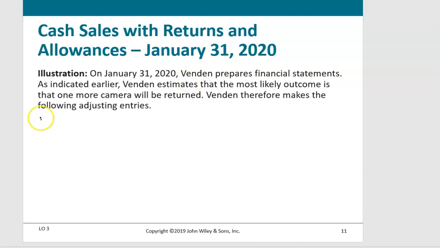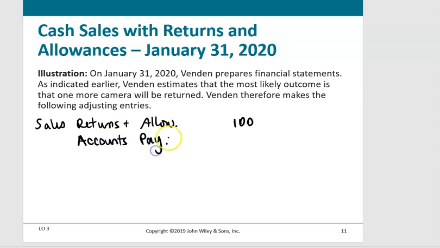So that adjusting entry, just like before, we're going to debit sales returns and allowances for that 1 unit at a selling price of 100, and then credit. This time we're definitely not giving out the cash, because who are we sending the cash to? This is just an expected return. So we're going to credit for sure accounts payable. We're going to owe cash once we receive the return from the customer. And the amount, of course, is at the sales price.